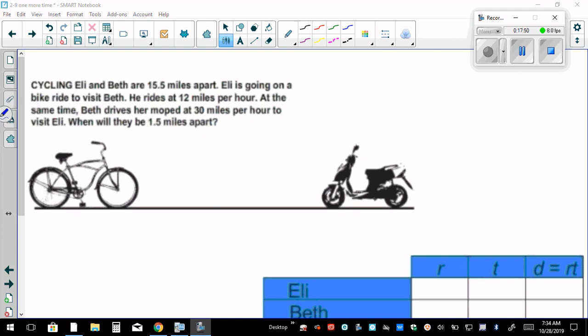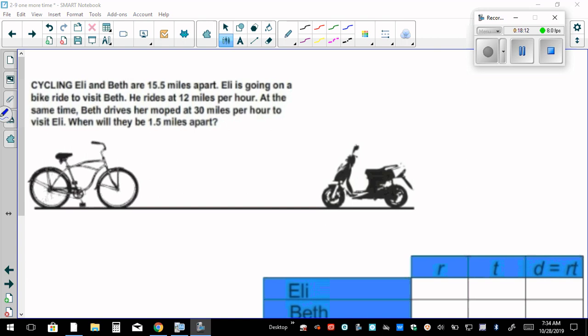Okay, we're going to look at a distance, rate, times time problem again, a weighted average. It says Eli and Beth are 15.5 miles apart. Eli is going on a bike ride to visit Beth. He rides at 12 miles per hour. At the same time, Beth drives her moped at 30 miles per hour to visit Eli. When will they be 1.5 miles apart?